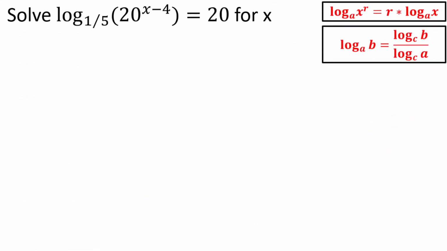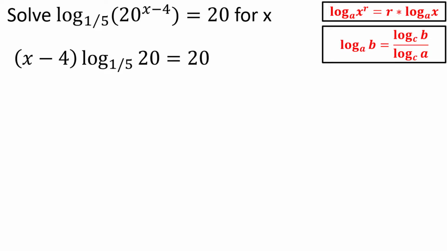Let's try a more complicated one involving both the power rule and a change of base. Say we have log base 1/5 of 20 to the x minus 4 power is equal to 20. Well, let's use the power rule property to pull the x minus 4 exponent down to multiply the log. We have x minus 4 times log base 1/5 of 20 is equal to 20. Log base 1/5 of 20 is just a number, so let's simplify that before we move any further.